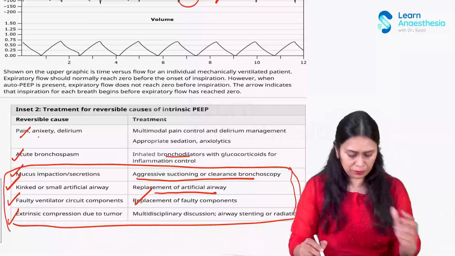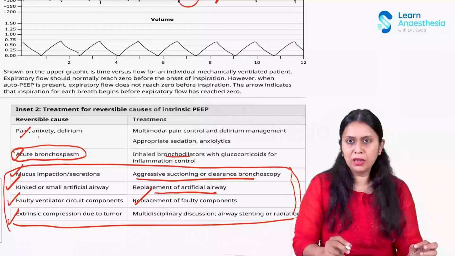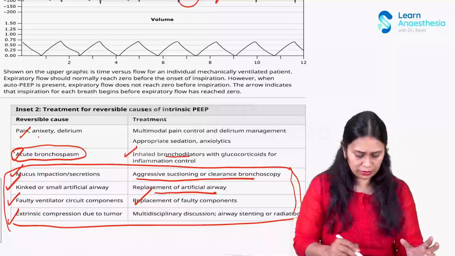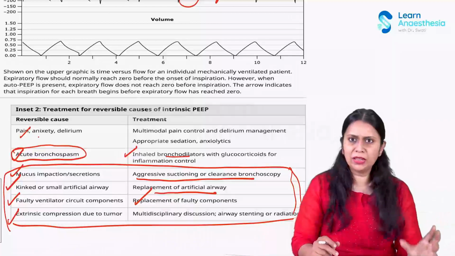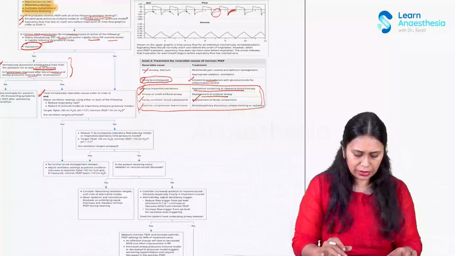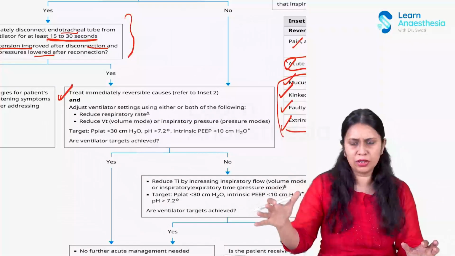with extrinsic PEEP. Now acute bronchospasm is one of the common causes of intrinsic PEEP. It should be treated immediately with bronchodilators and steroids, and any pain, anxiety, etc. in the patient should be treated. So these are the reversible causes of intrinsic PEEP. So we try to find out the cause and try to treat it.